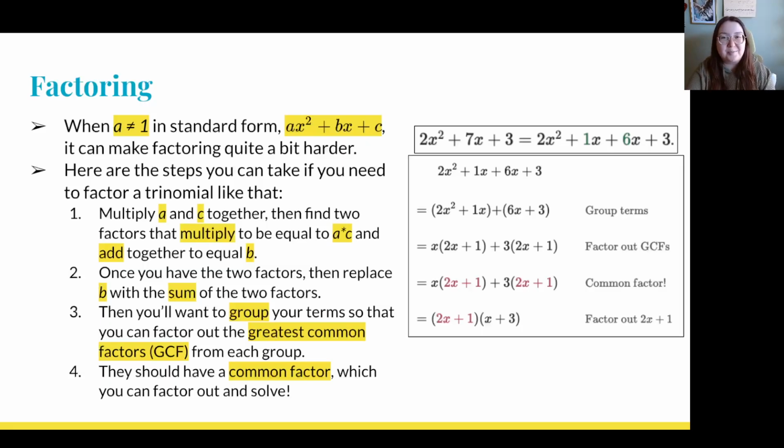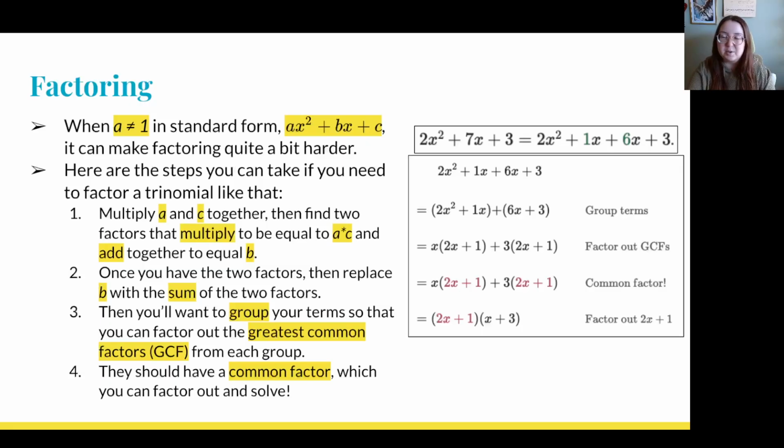Then you'll want to group your terms so that you can factor out the greatest common factor from each group. So once you have your 4 terms, instead of having 3 terms, you'll have 4 terms and you'll group them together. Grouping just means to put parentheses around them. So you'll put parentheses around the first 2 and the last 2.